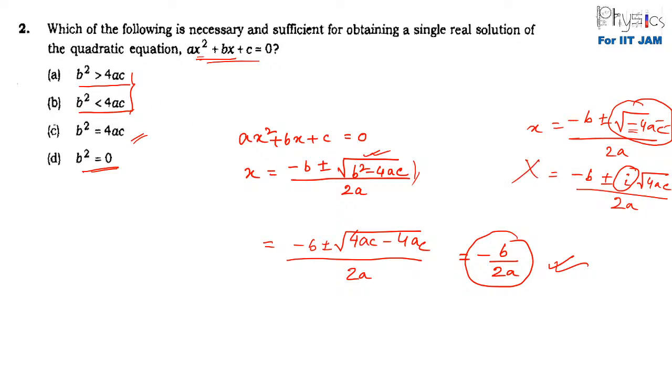And our correct option is option C, b square equal 4ac. So any doubt, anyone? Please tell me. Any doubt? Should I go to the next question? Okay.